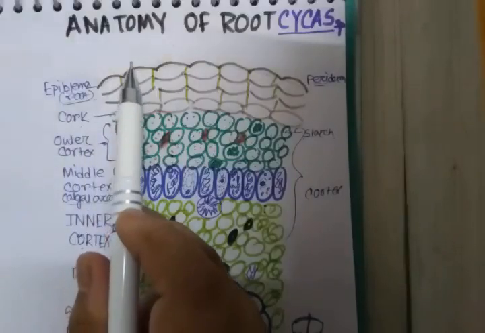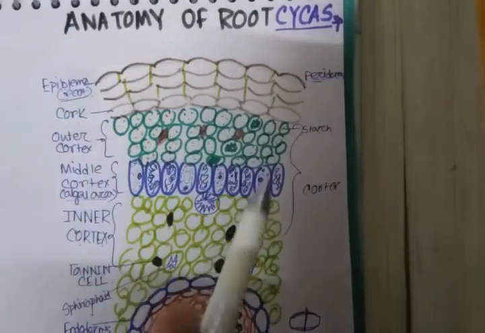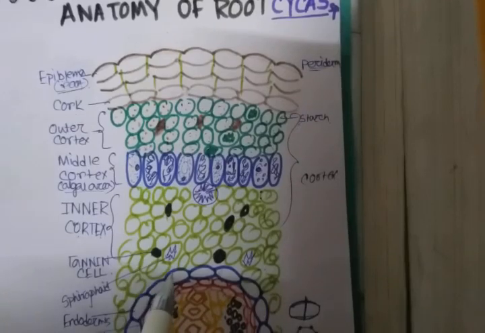Hi friends, in this video we are going to study about the anatomy of the cycas root. So this is the structure of the cycas root. This is the transverse section of the cycas root.